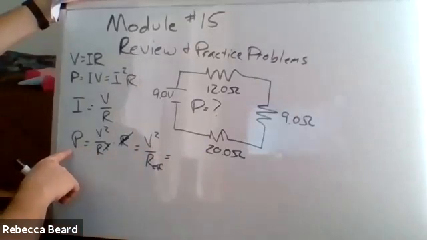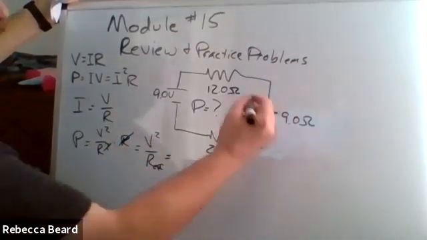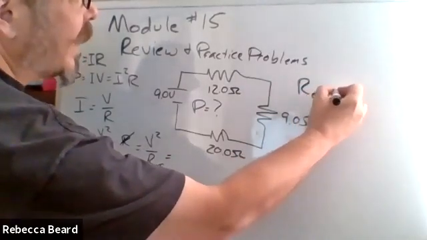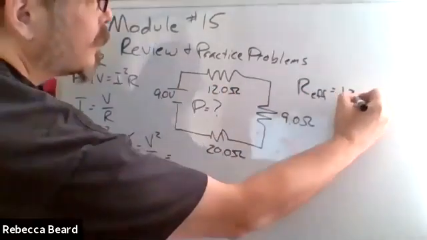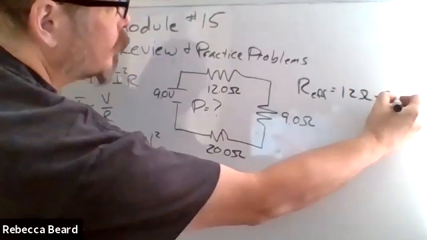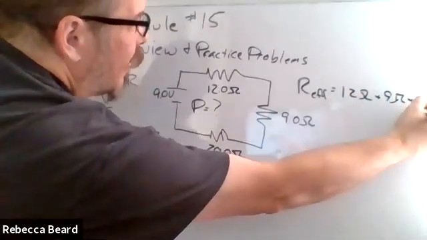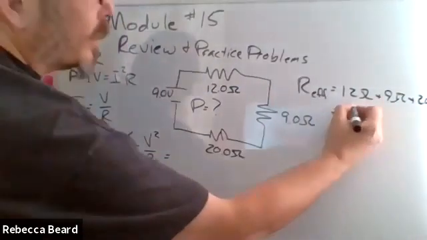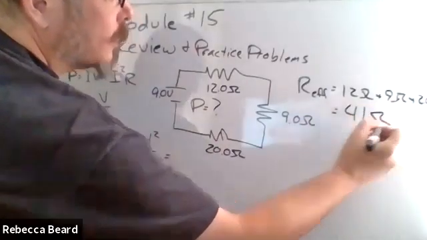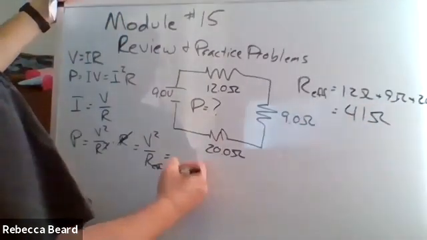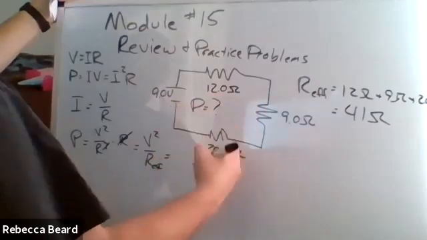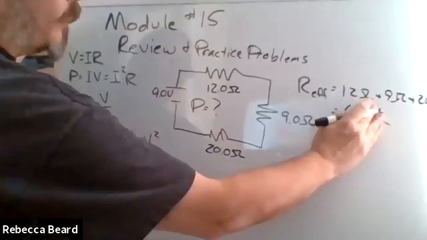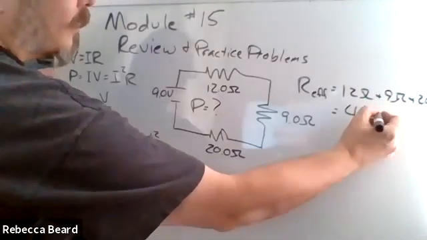So we've got the voltage, we need the effective resistance. We're just going to add them up. It's going to be 12 ohms plus 9 ohms plus 20 ohms. 12, 9, that's 21, so that's 41. I'm going to say we're keeping to 1 decimal point, so let's call that 41.0 ohms.